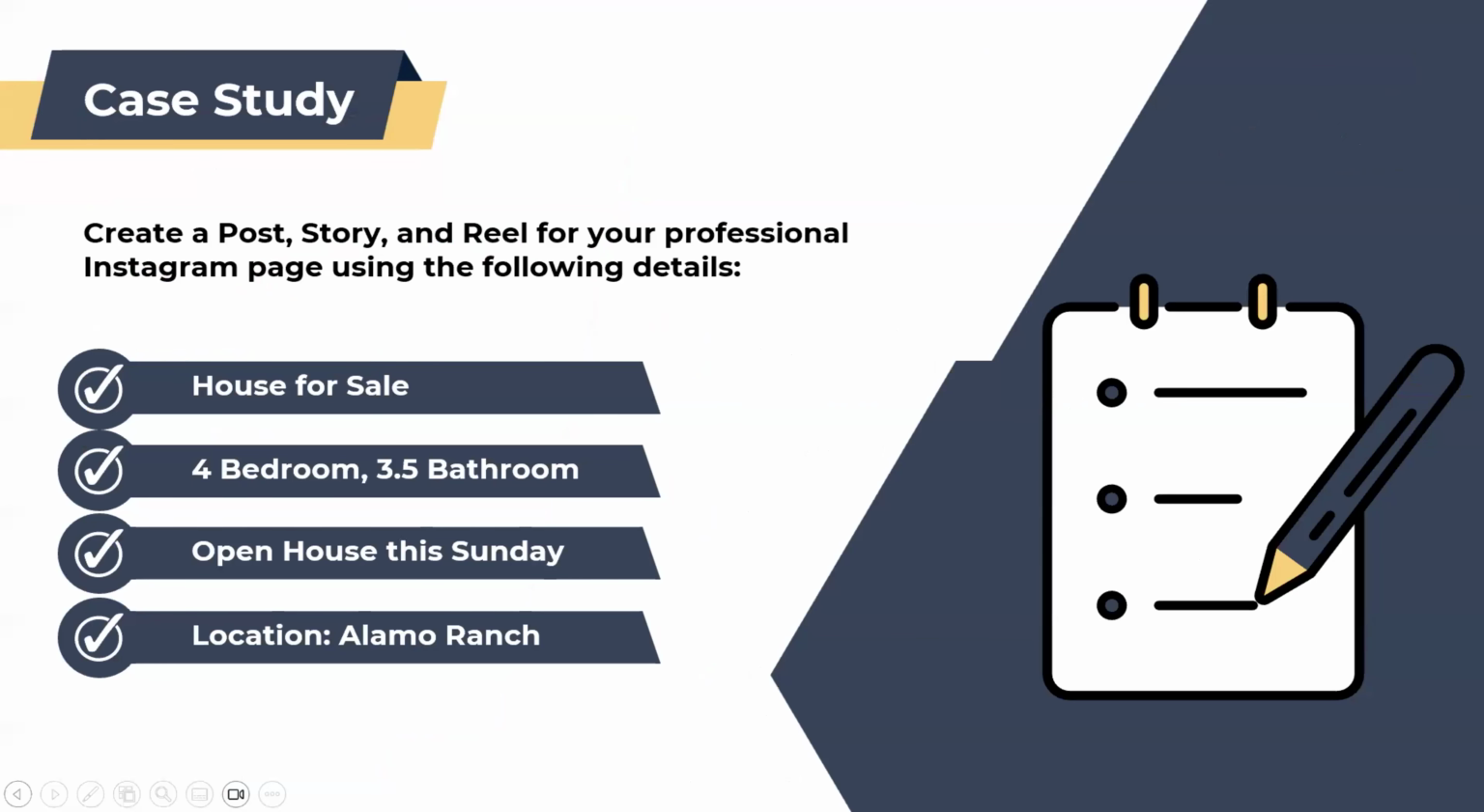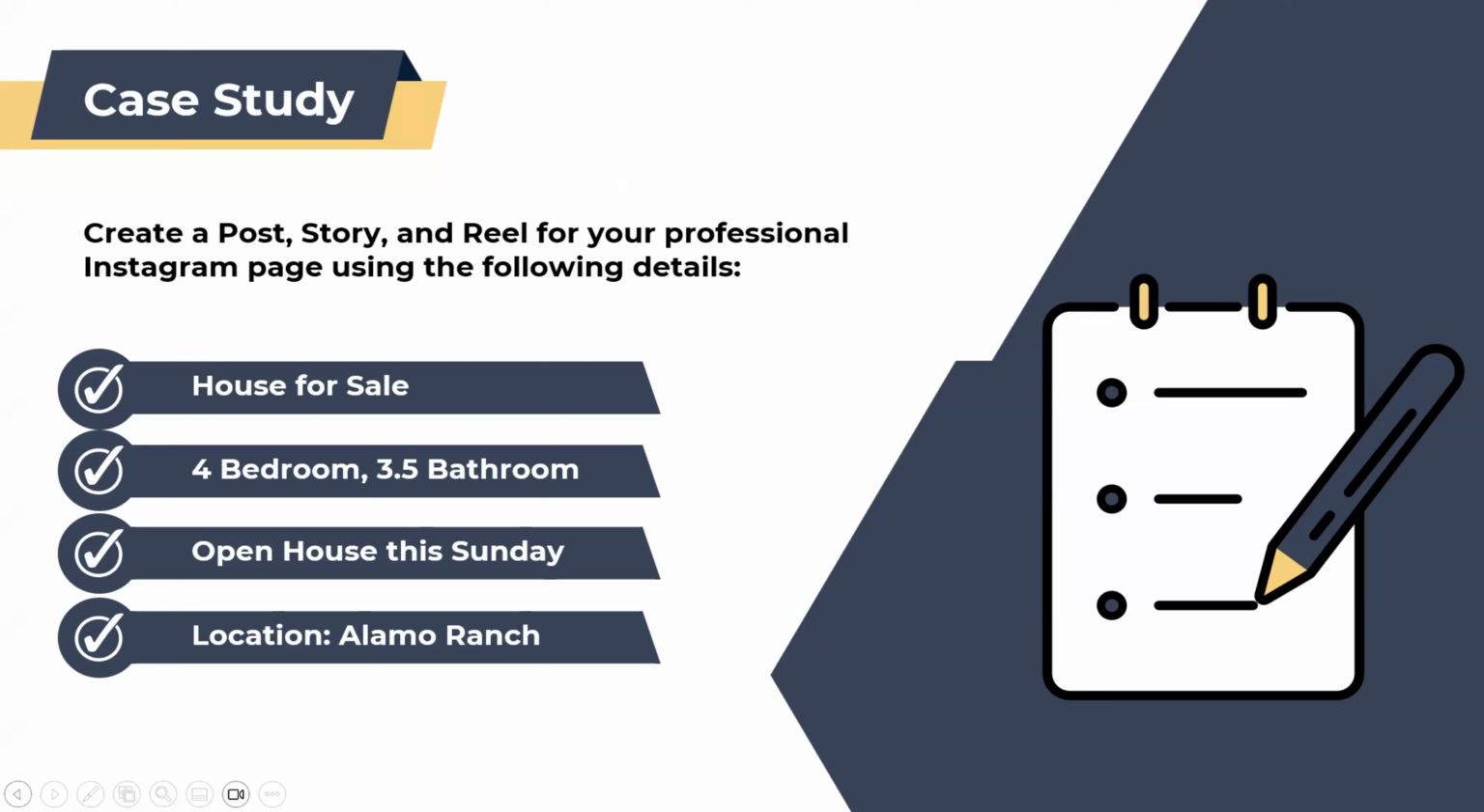All right, this is a case study. So let's practice creating a post, a story, or a reel for your professional Instagram page using the following details. A house that we have for sale or something. House for sale, 4-bedroom, 3.5 bathroom, open house this Sunday, location Alamo Ranch. Y'all aren't gonna actually post this. This is just you practicing, and then we'll delete it. So open up your Instagram, decide which way you wanna do it.